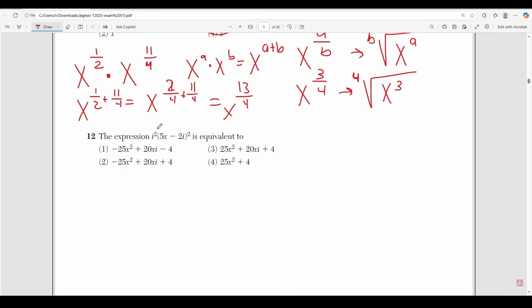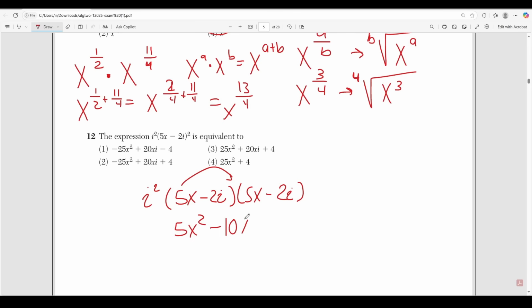Number 12 asks us to find the value of this expression. So let's go ahead and rewrite this. This is equal to i squared times 5x minus 2i times 5x minus 2i, because you're squaring it. So let's distribute this. 5x times 5x is 5x squared. 5x times negative 2i is negative 10xi. Negative 2 times 5x is negative 10xi again. And finally, negative 2i times negative 2i is, well, positive 4i squared.